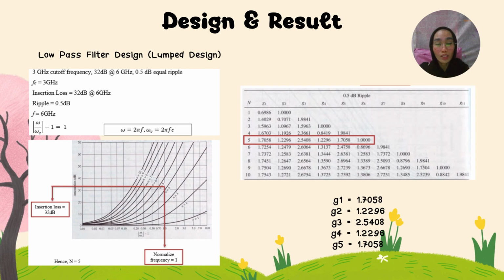Next, we need to find the value of n from the attenuation versus normalized frequency table. Using the value of insertion loss and the normalized frequency that we acquired, we get n equals 5. After we get n equals 5, we need to observe the 0.5 dB ripple table at n equals 5. So we have G1, G2, G3, G4, and G5.